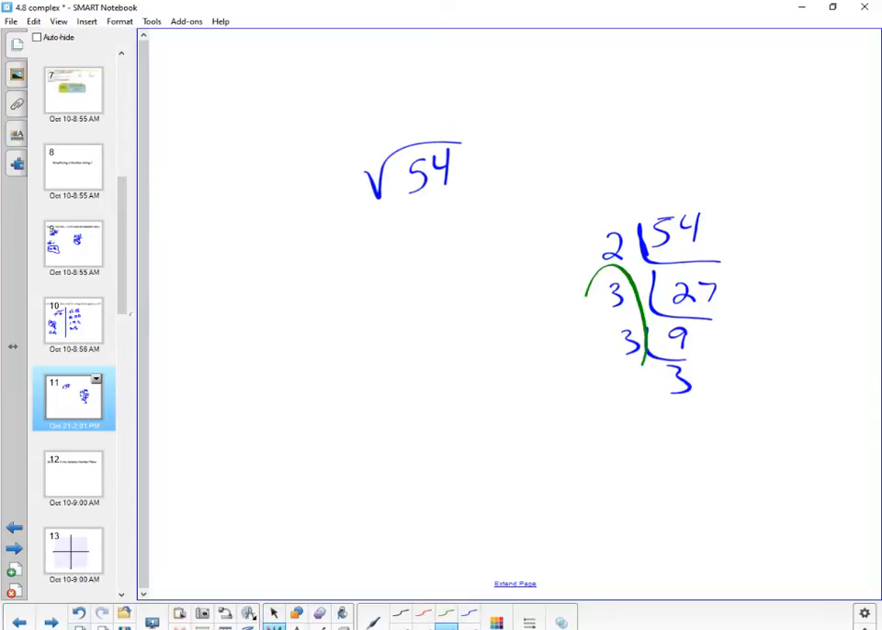There we go. So I have 2 3's, right? Do I have any other pairs? No. There's no more pairs, right? So that means I'm going to bring out the 3, and what's going to go back inside? 6. 2 times 3, which is 6. Okay?